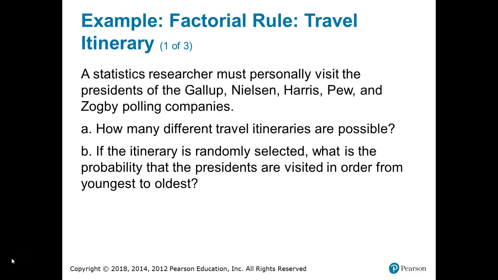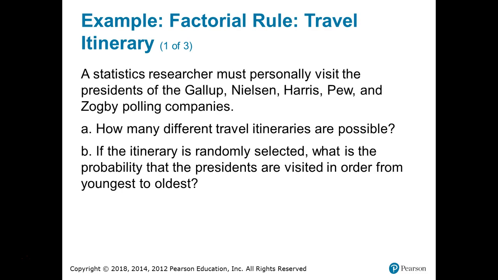So let's look at an example that has the factorial rule in it. A statistics researcher must personally visit the presidents of, let's see, Gallup, Nielsen, Harris, Pew, and Zogby Polling Company. So we have 1, 2, 3, 4, 5 different places that he or she is visiting. So part A wants to know how many different travel itineraries are possible.